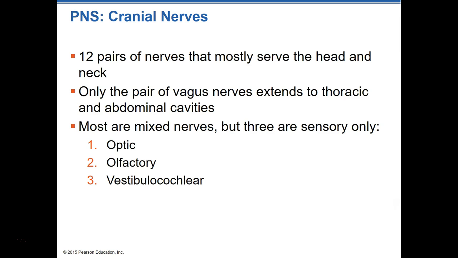Now, there's 12 pairs of nerves that mostly serve the head and the neck, and we call those the cranial nerves. Only the pair of vagus nerves extends into thoracic and abdominal cavities. So 12 pairs of cranial nerves, and only one of them actually goes into the body, and that's the vagus nerve down in the abdominal cavities. Most of these are mixed, but there are three that are only sensory: the optic, olfactory, and vestibulocochlear, the hearing one. Most of them are mixed, where they send and receive, afferent and efferent, but these three right here only receive.